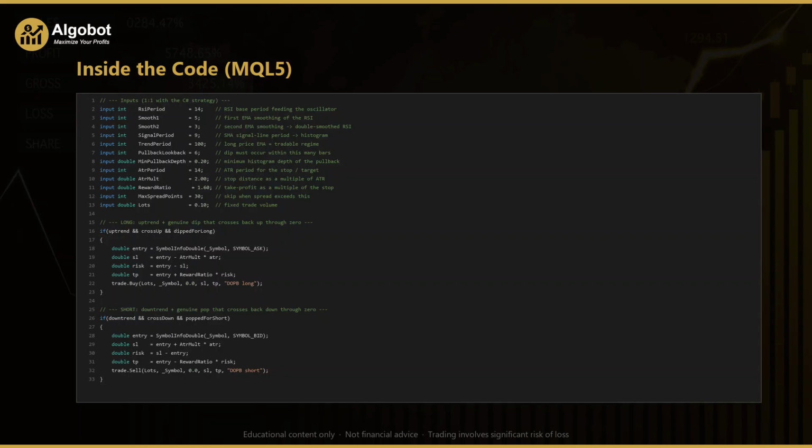The short block is a perfect mirror. If downtrend, cross down, and pop for short are all true, entry is taken at the bid. The stop sits above entry by the same average true range multiple, and the take profit is placed below by the reward ratio times the risk. The trade.sell call submits it. Both sides share the identical, symmetric structure.